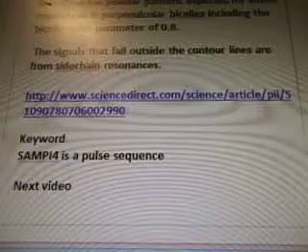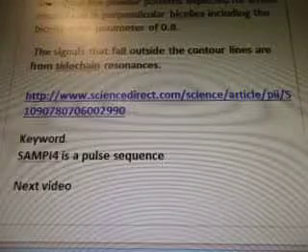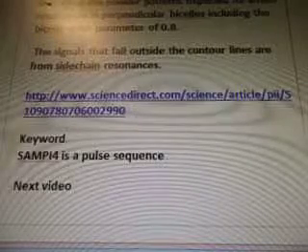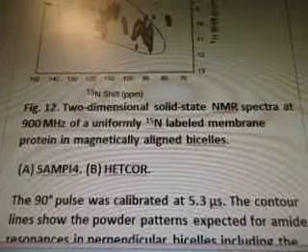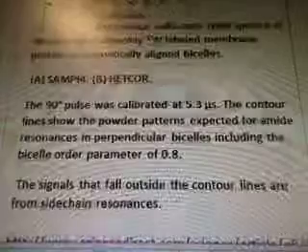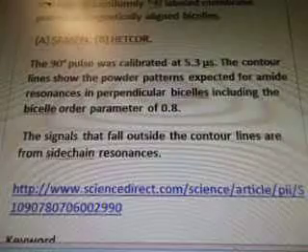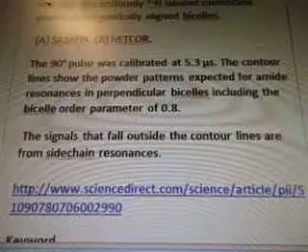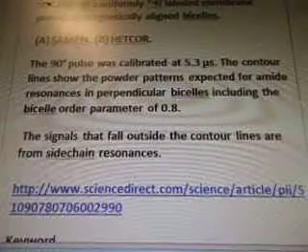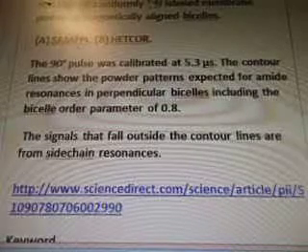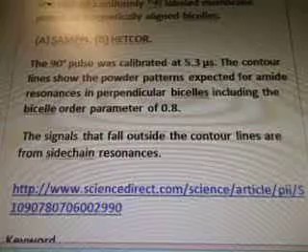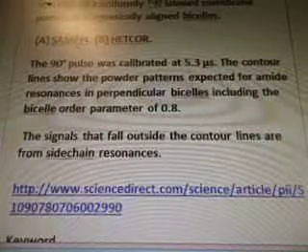So it's from www.sciencedirect.com, and SAMP14 and pulse sequence. There's several videos on it. So it's got 2-dimension solid state NMR spectra, 90-degree pulse calibrated at 5.3 microseconds. The contour lines show the power patterns expected for immediate resonance and perpendicular bicells, including bicell order parameter of 0.8. Signals that fall outside the contour lines are side chain resonances. Okay.